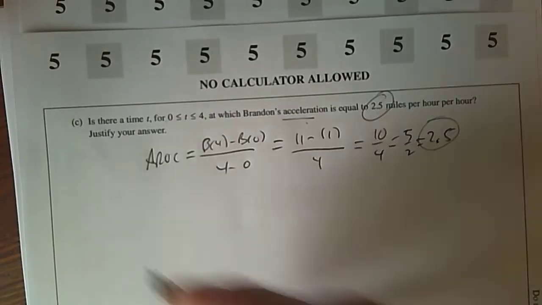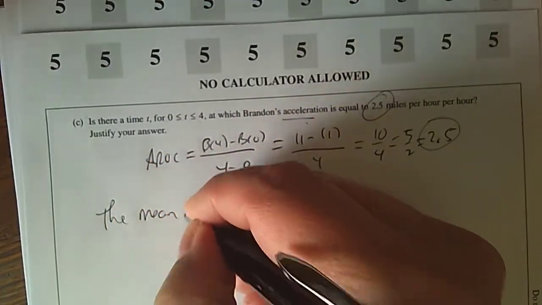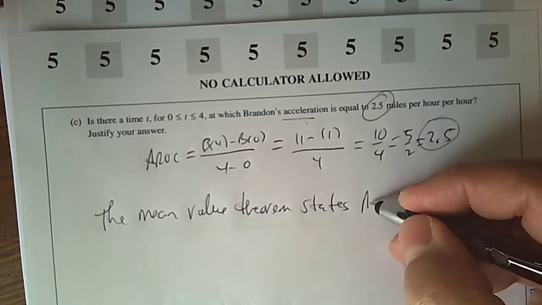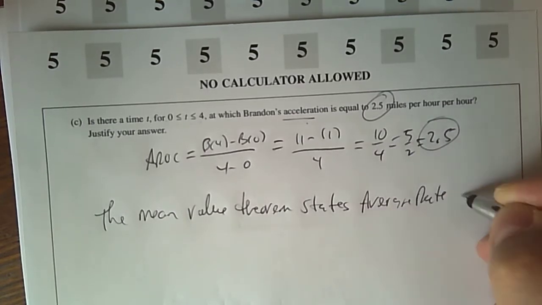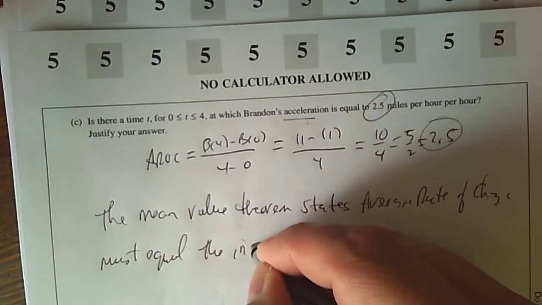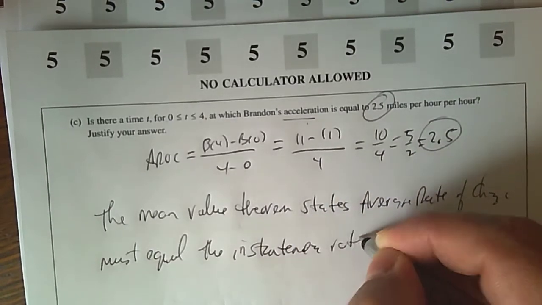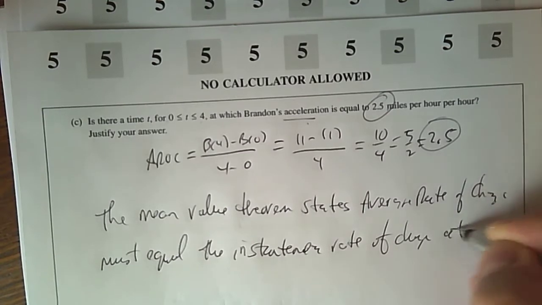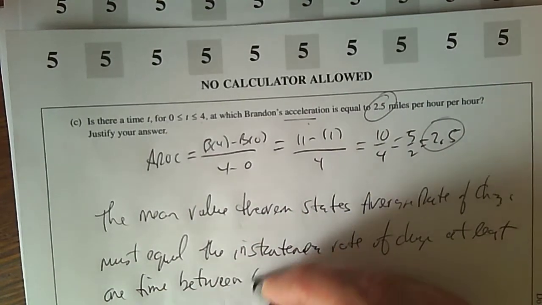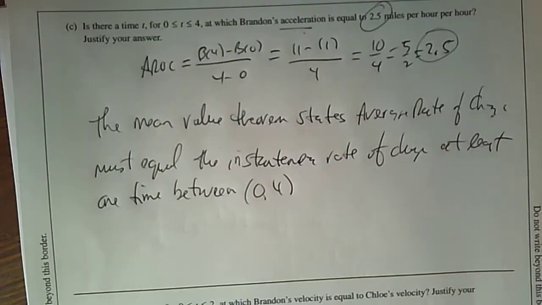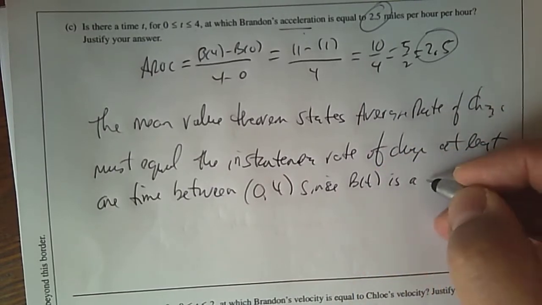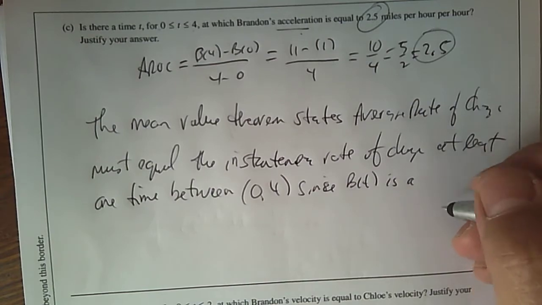So there's a theorem here. What does the mean value theorem say? It says this, the average rate of change must equal the instantaneous rate of change at least one time between 0 and 4, since b at t is a differentiable and continuous function.